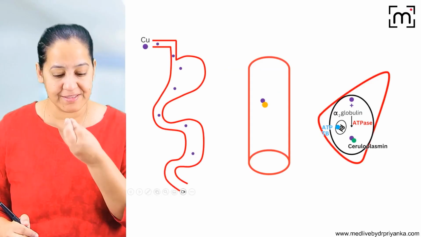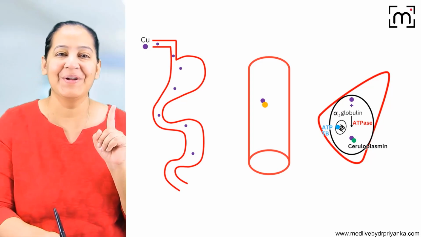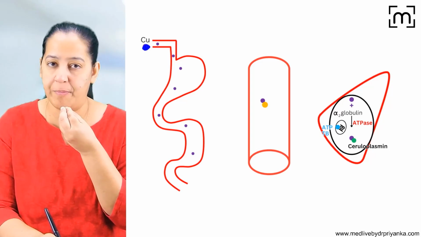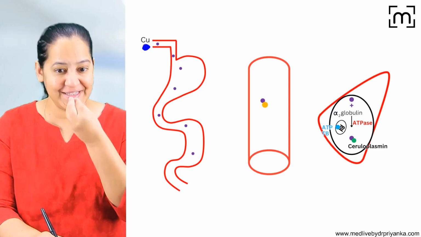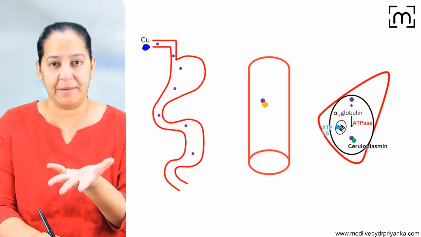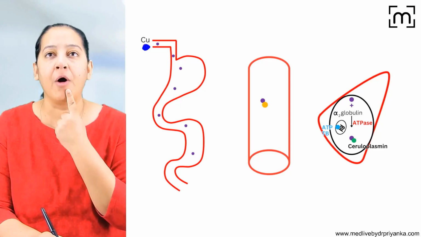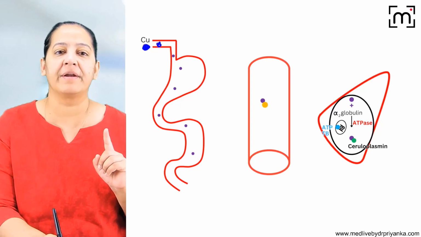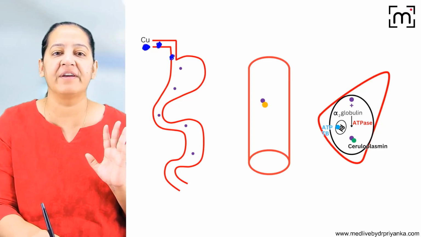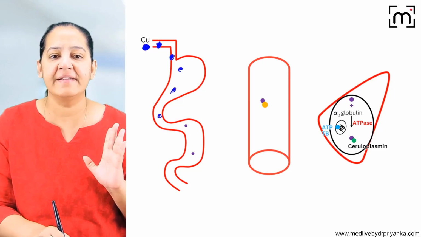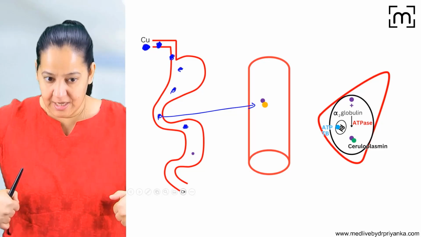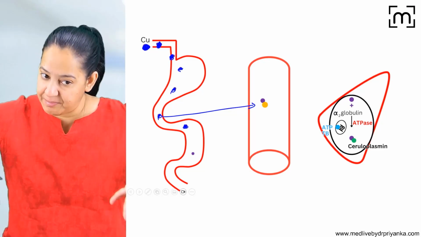We all consume copper in our diet, yes or no? Via the oral route, the copper is taken. Just suppose I am consuming copper in my diet. Copper will go in my mouth, esophagus, stomach, and reach the intestine. From the intestine, it will get absorbed and reach my blood.